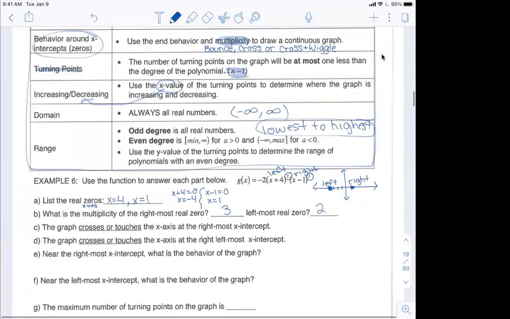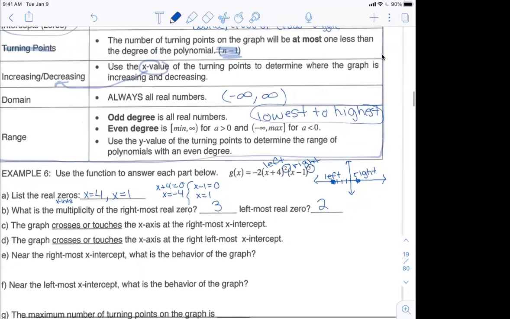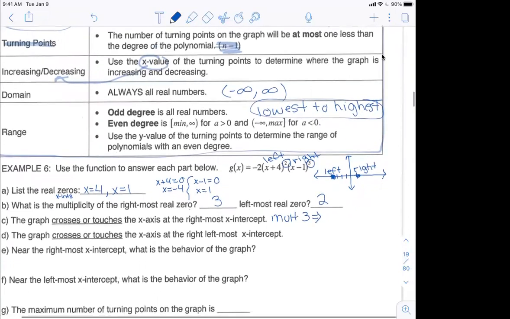And it wants to know what is the behavior at each of these. If we look again at the rightmost one, which is the x minus 1, what does it do? Because it has a multiplicity of 3, because it's odd and it's greater than 1, it's going to go ahead and cross and wiggle.